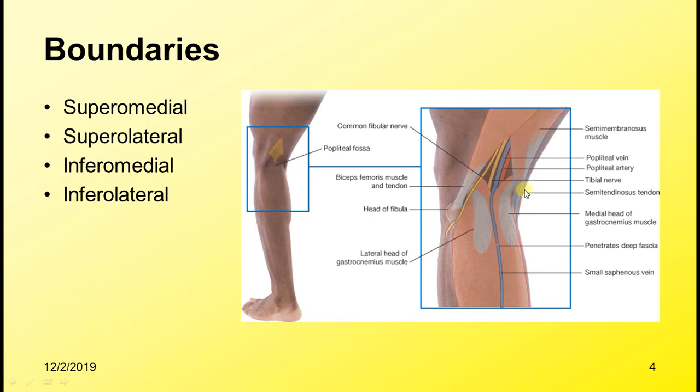This is superomedial and this is superolateral. Then what you see here is the infralateral and this is the inferomedial, and that is the divergent insertion and that is the divergent origin of these muscles, and that is the fossa. So as I told you, above what you have is the roof and below what you have is the floor.